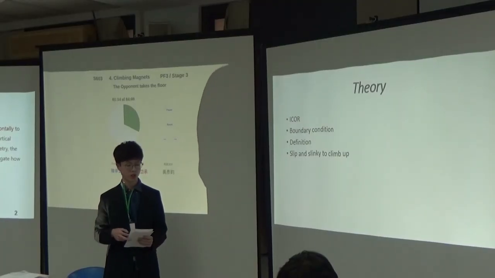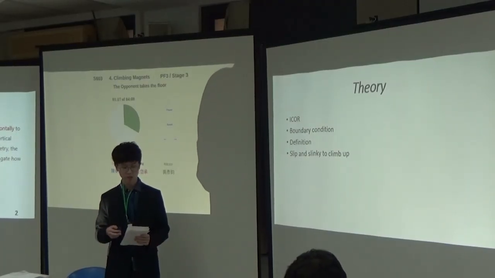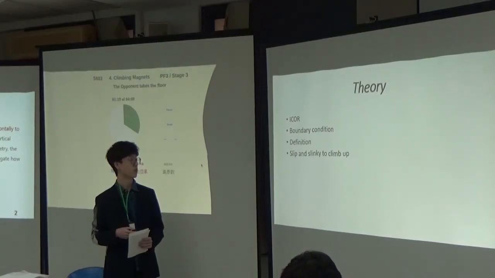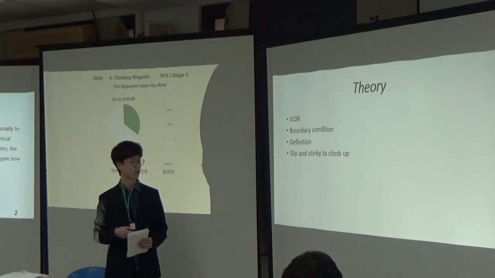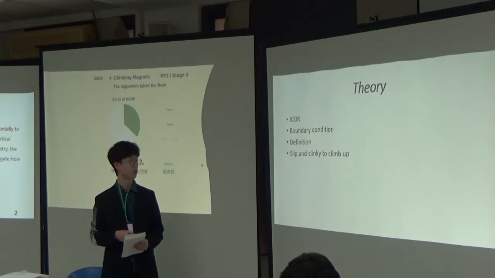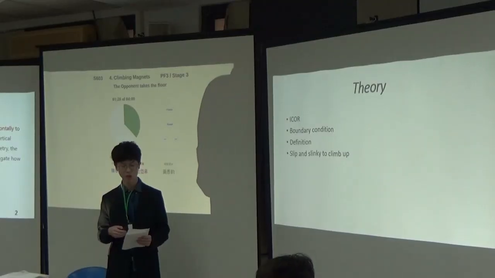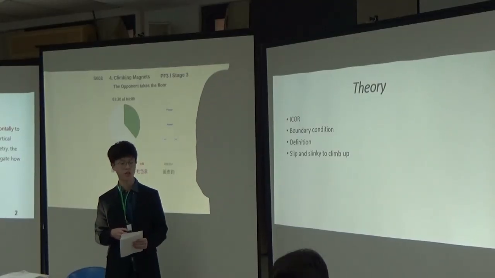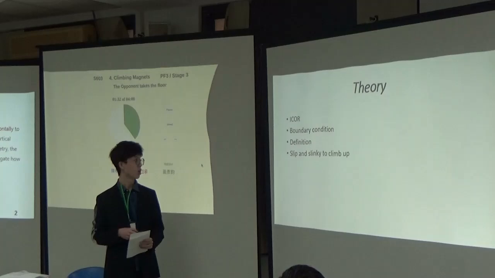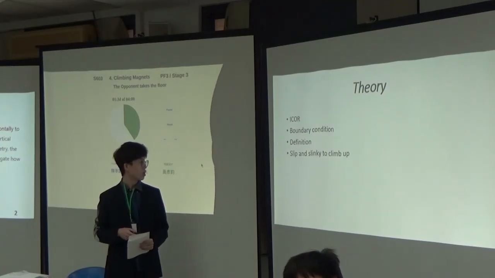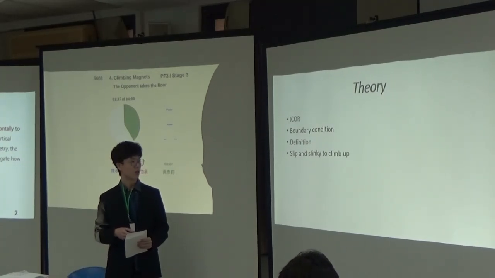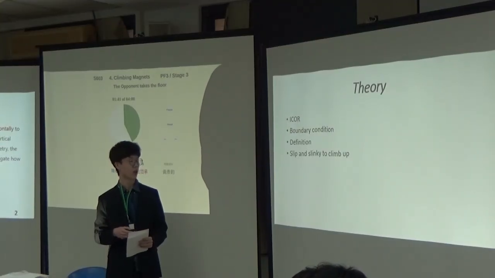About the theory, they mention and also calculate the ICOR, and they also consider the boundary condition and give a clear explanation of the experiment definition. The point of the theory, in my opinion, is about slip and sling to climb up. The magnet will slip and sling to the rod and climb up.